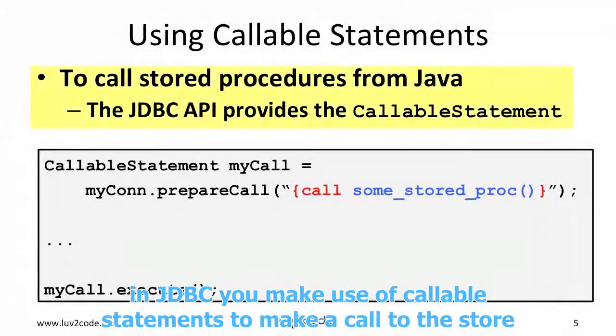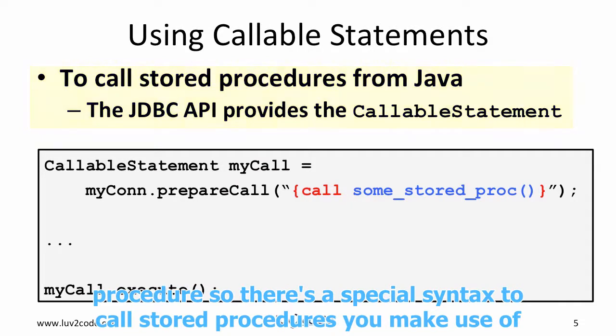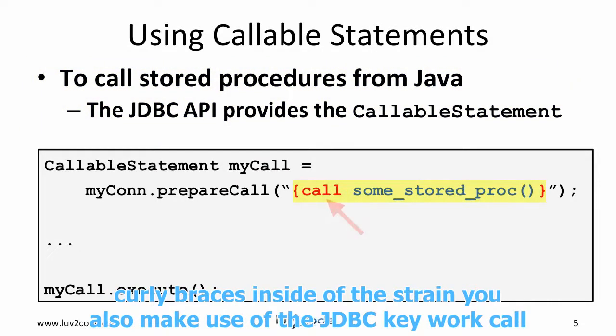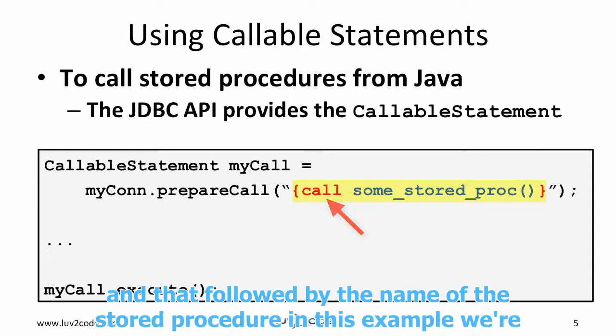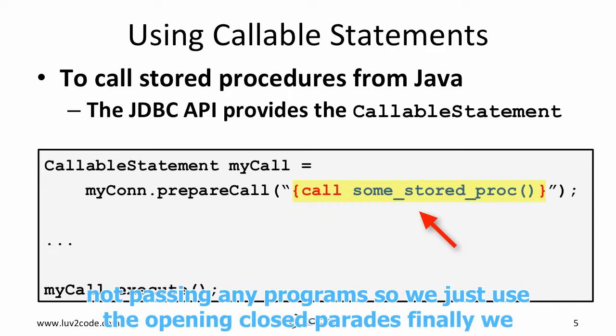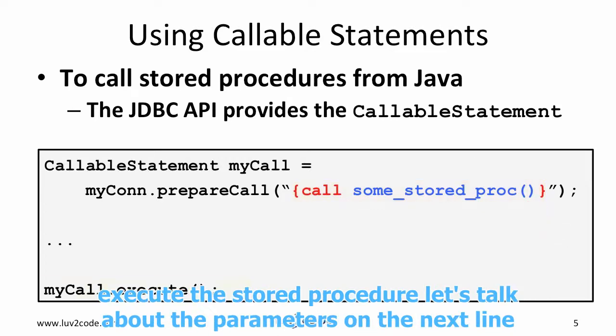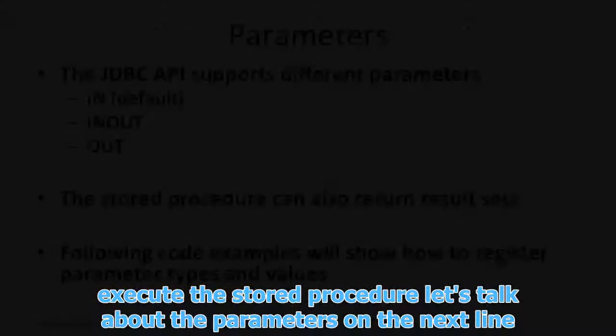In JDBC, you make use of callable statements to make a call to a stored procedure. So there's a special syntax that calls stored procedures. You make use of curly braces inside of the string. You also make use of the JDBC keyword call, and that's followed by the name of the stored procedure. In this example, we're not passing any params, so we just use the open and close parens. Finally, we execute the stored procedure. Let's talk about the parameters on the next slide.